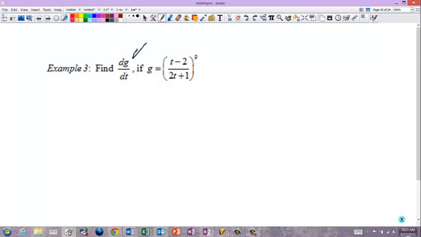Find and remember dg dt. All that means is that's the same as saying g prime of t. I want to find the derivative of g with respect to t. This one is a chain rule. Whoops, I've been doing the outside in blue, right? Chain rule. The inside is pink. So the inside function is t minus 2 over 2t plus 1, and the outside function would be like x to the 9th, or t to the 9th.